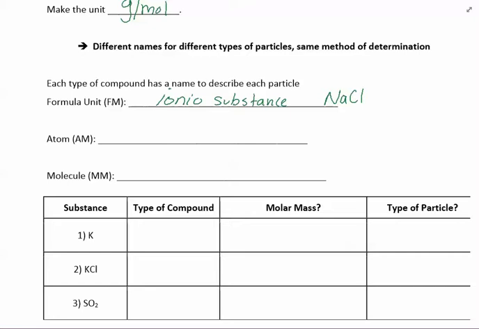The next one are atoms. Atoms are for elements, so these are things on the periodic table. An example would be boron. You have atoms of boron, and you have formula units of an ionic substance.